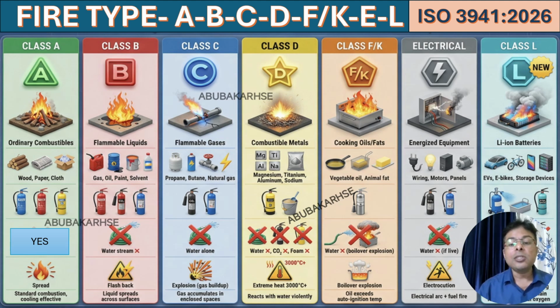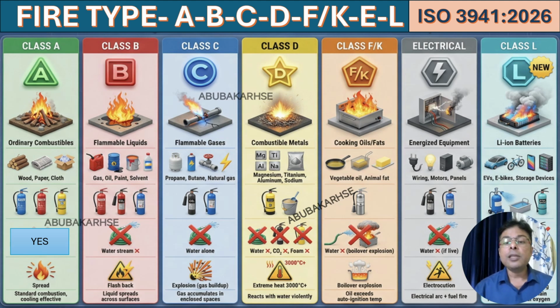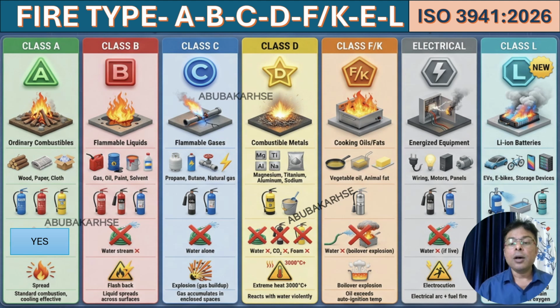What is the impact? Extreme heat, more than 3000 degrees centigrade, and it reacts violently with water. If you put water on this type of fire, it will react violently. Next is the F or K fire, the kitchen fire. Normally we are familiar with the kitchen fire. You can identify it during cooking, involving vegetable oil and animal fat. These are the kitchen fires, or class F and K fires.